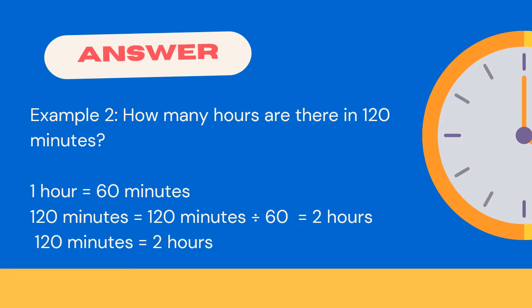To answer the problem, let's identify how many hours there are in 120 minutes. Remember that every hour is equal to 60 minutes. Therefore, we need to divide 120 minutes by 60 minutes. 120 divided by 60 is equal to 2. There are 2 hours in 120 minutes.